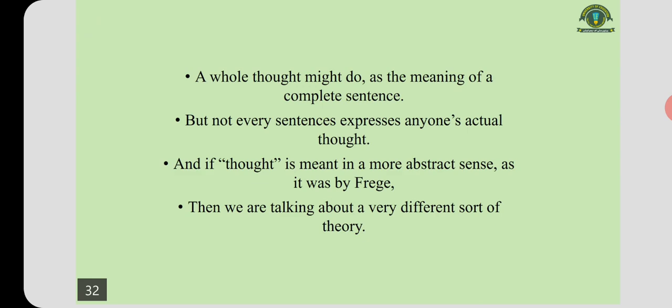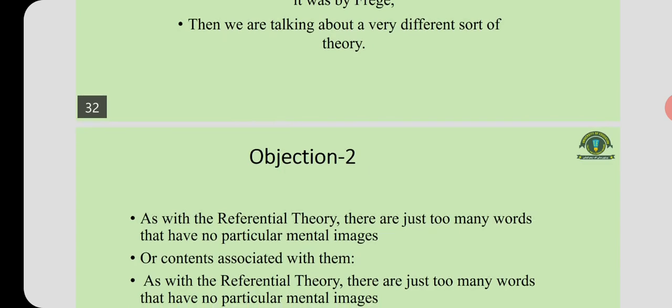but not every sentence expresses anyone's actual thought. What the actual thought is in the mind of any person or speaker may be actual, or it might be fake. If the thought is meant in the more abstract sense, as it was by Frege, then we are talking about a very different sort of theory. It means that if the thoughts are not clear and are abstract, then the words uttered by a speaker, the sentence uttered by a speaker, should also have vague thoughts, vague expressions, abstract senses, ununderstandable expressions. These are some kinds of objection.